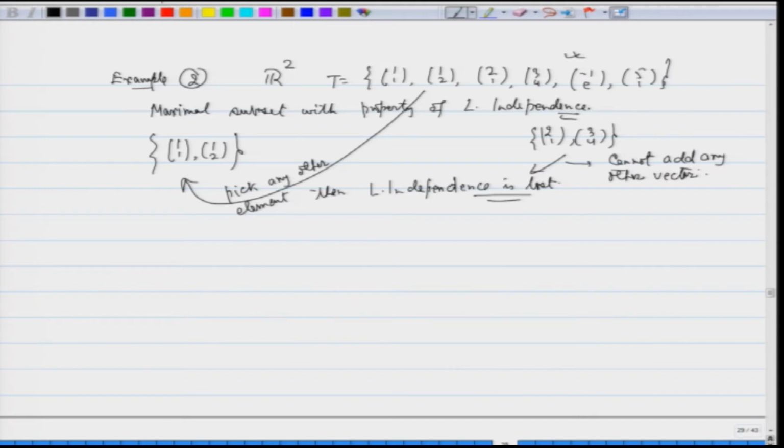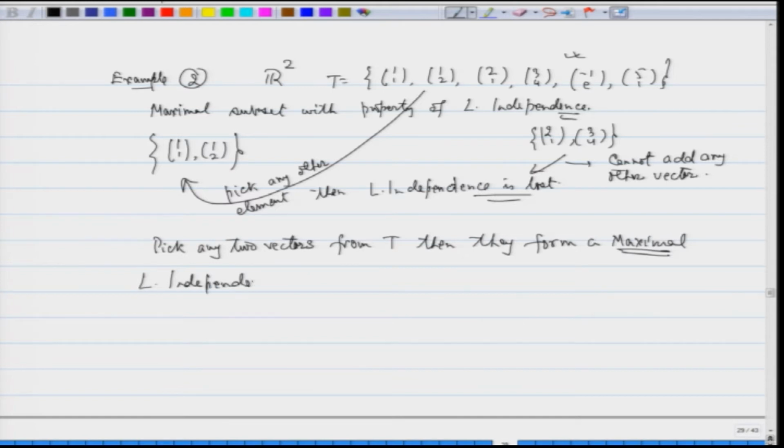Fine. So if you pick any two vectors from T, then they form a maximal linearly independent set. Is that okay? Now, I am looking at any T. I can expand it further to say that if I just take T as R2 itself minus the 0 vector, and I pick two vectors from R2 which are linearly independent, then they will form a maximal linearly independent set.